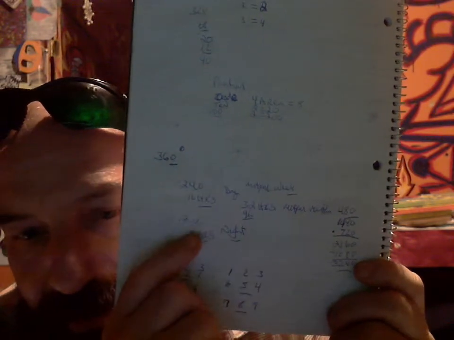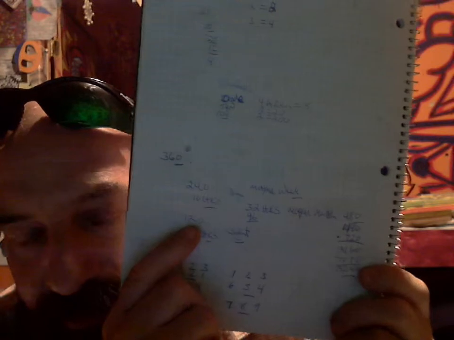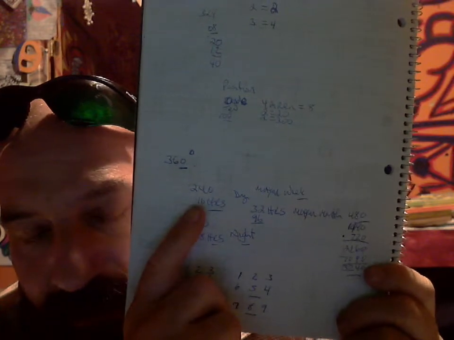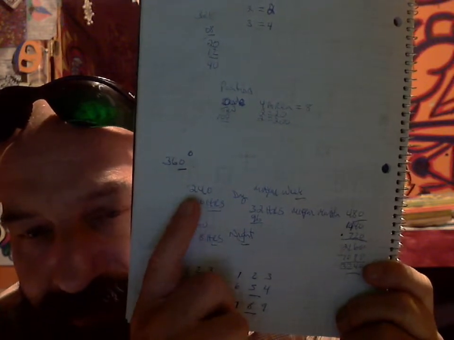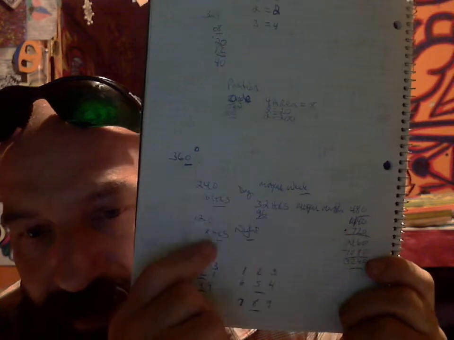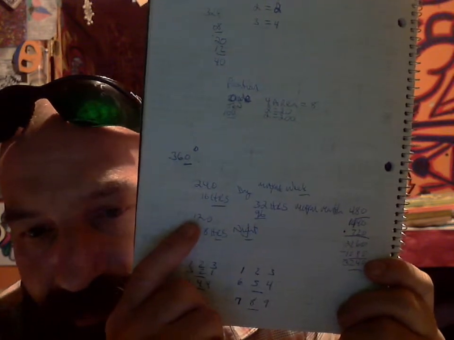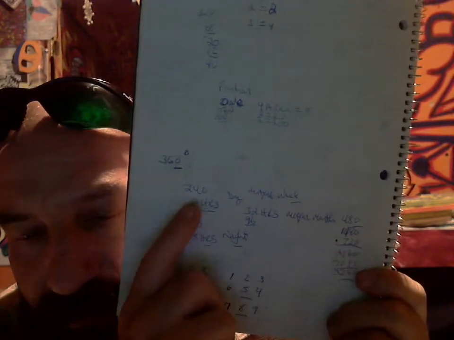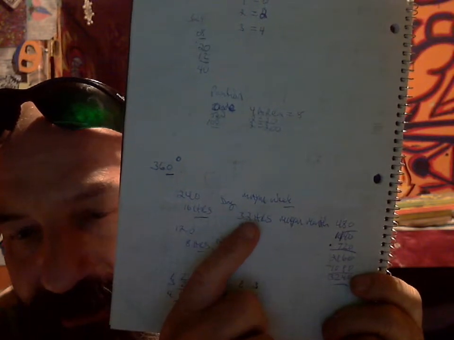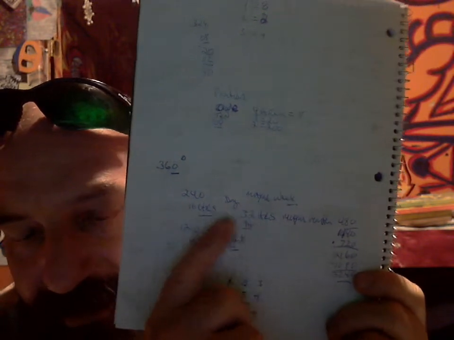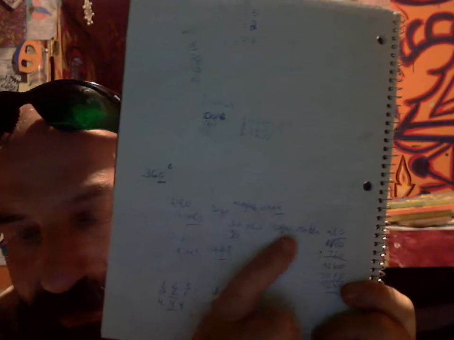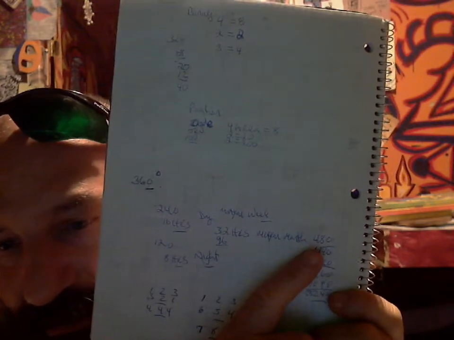240 and 120 equals 360 degrees. If that was in day and time, I would have 16 hours equals 240. I would have 8 hours equaling 120. That would equal 2 weeks of day. 2 weeks of day. 32 hours of day will equal 48.